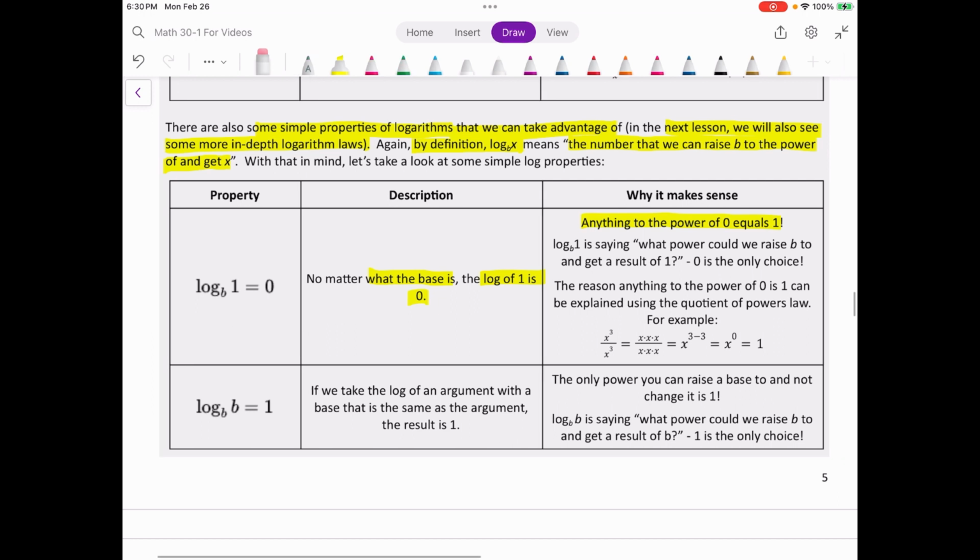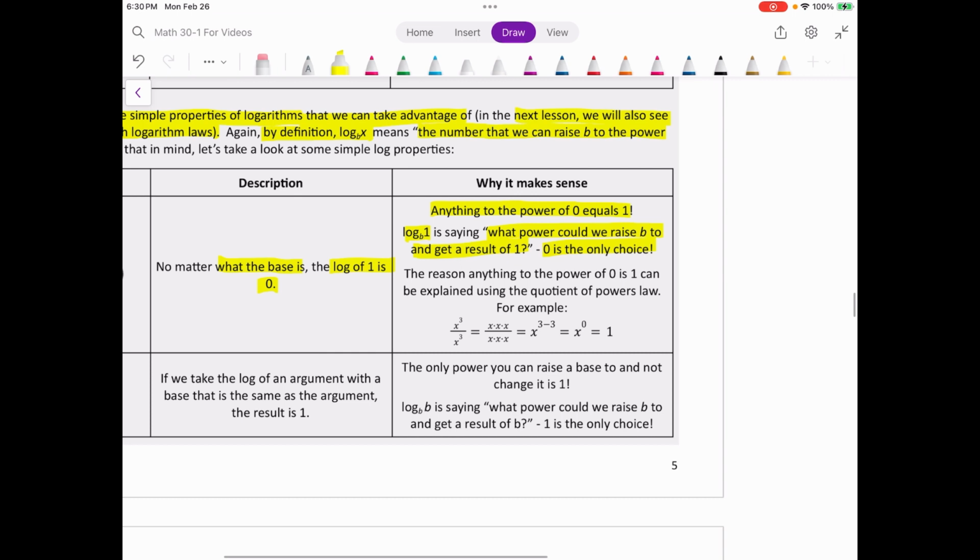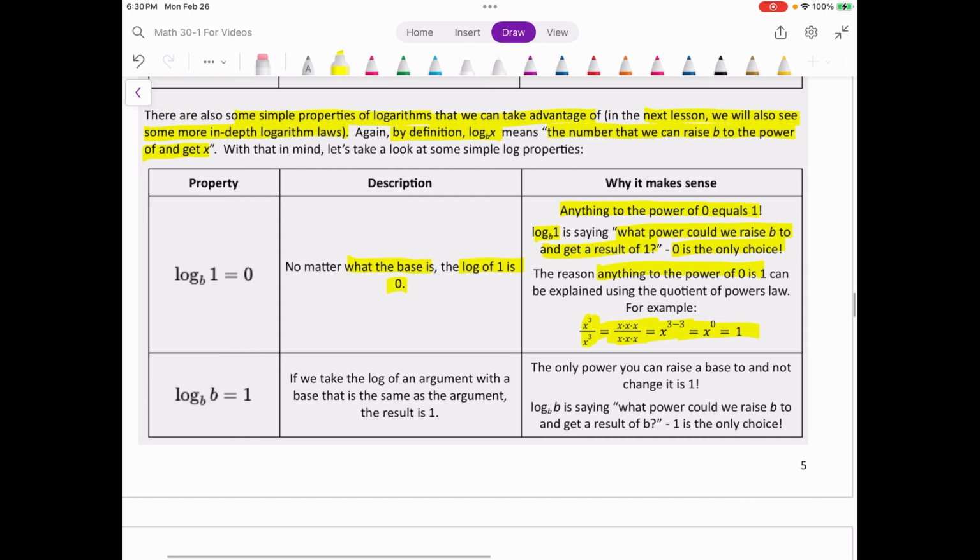Log base b of 1 is just saying what power could we raise b to and get a result of 1? And 0 is the only choice there. That's the only thing we can raise something to the power of and get an answer of 1. The reason why anything to the power of 0 is 1, I won't go into it here again because we just talked about it. It's just that quotient of powers law, that kind of stuff we talked about there.